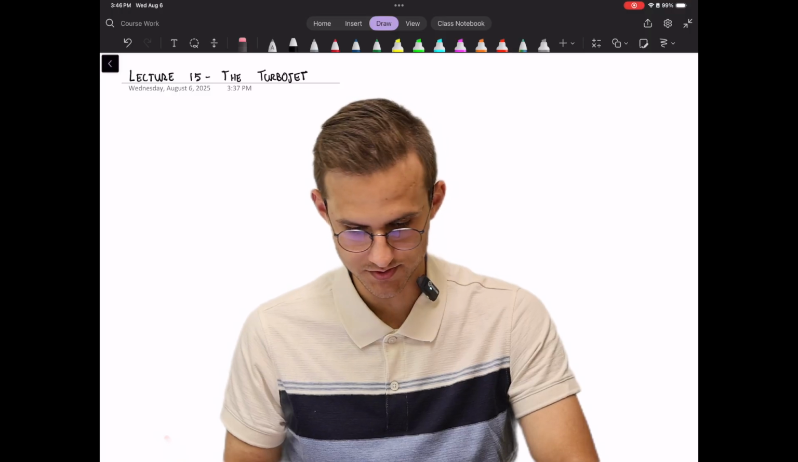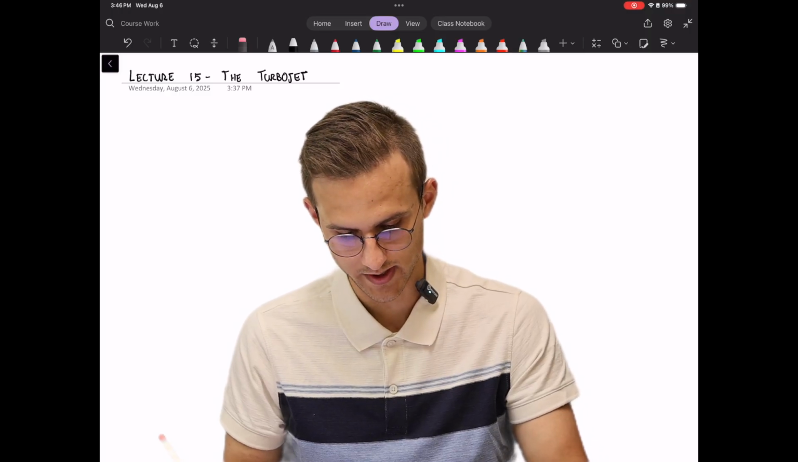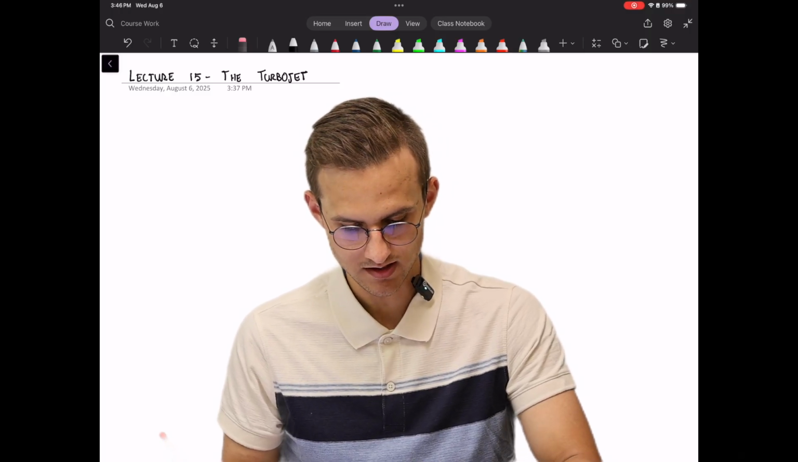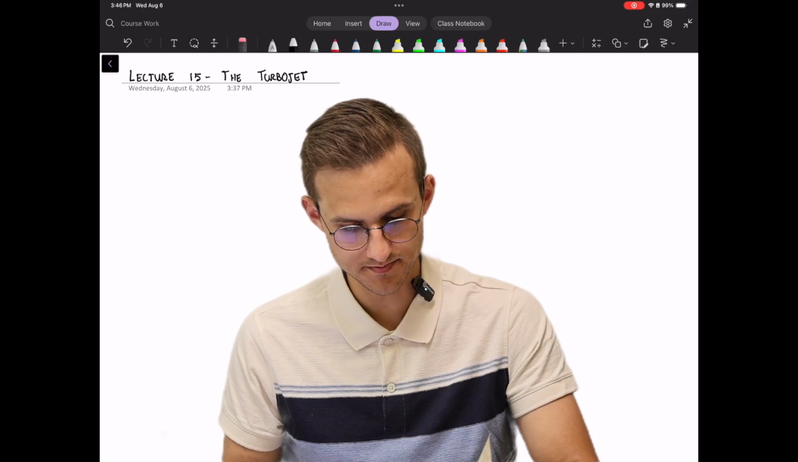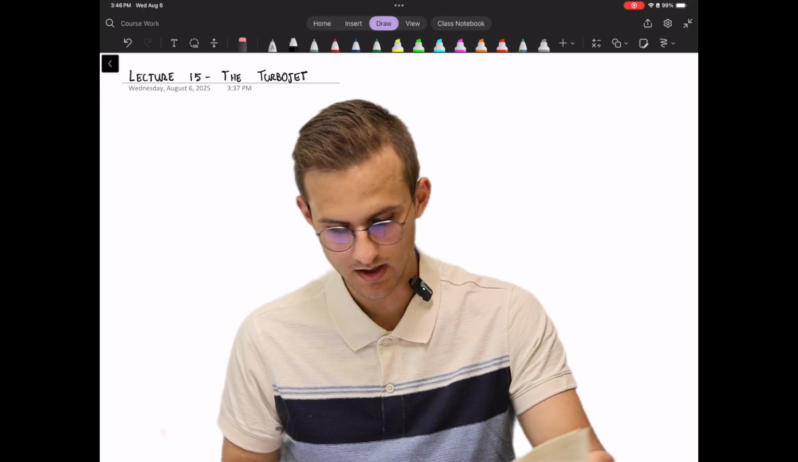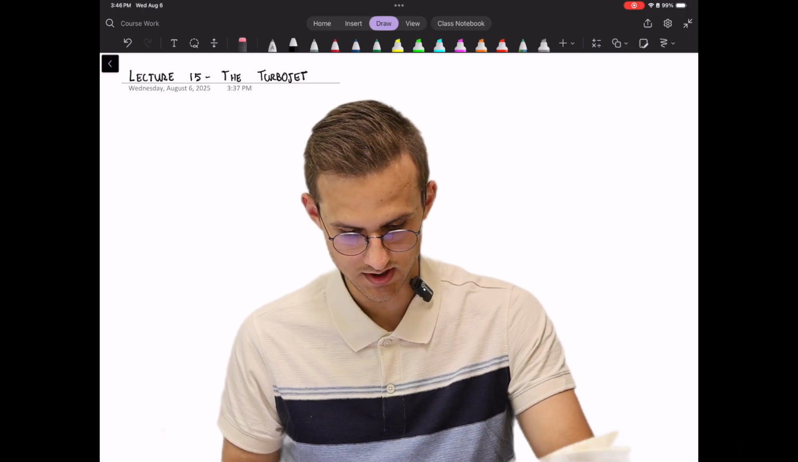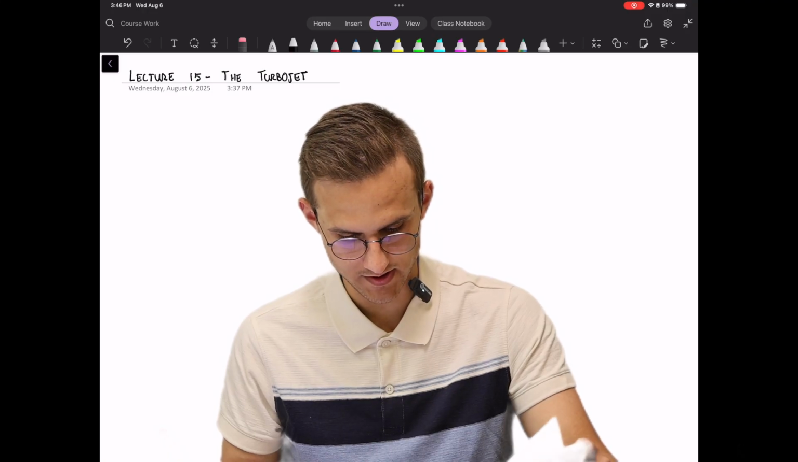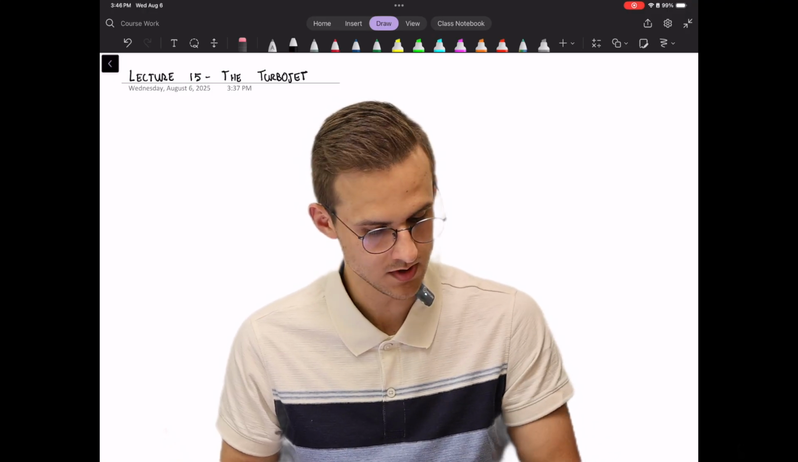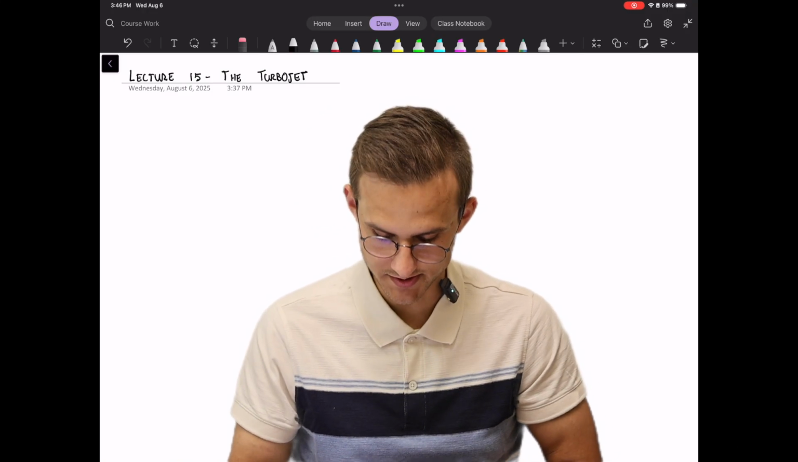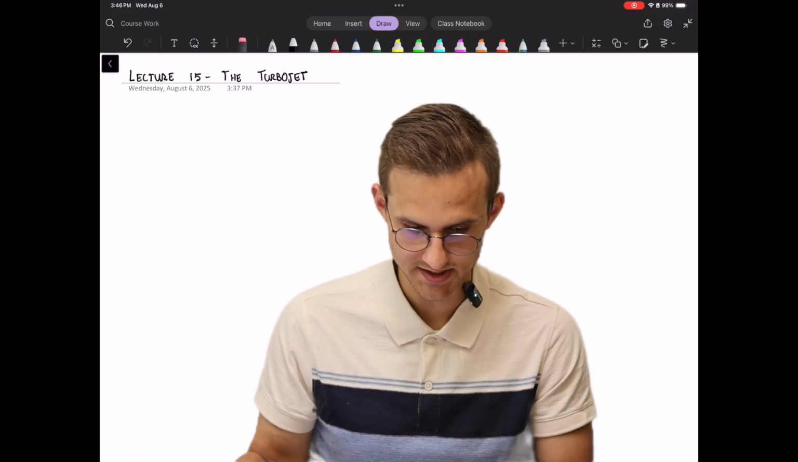Today, we're going to progress beyond the ramjets and add a compressor and turbine to describe the turbojet system. But first, I'm actually going to spend some time going through a ramjet example.